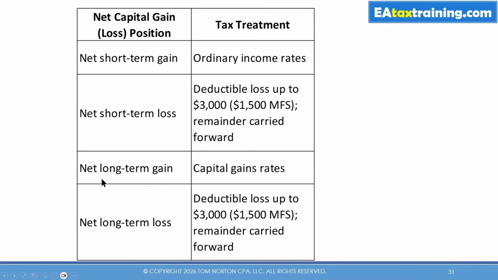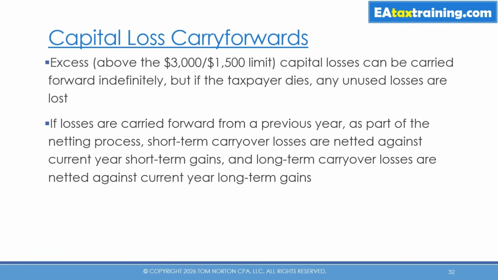Or you could end up with a net long-term gain. In that case, that gain is taxed at the favorable capital gains tax rates. Or lastly, you could end up with a net long-term loss, which again is deductible up to that $3,000, and then the remainder is carried forward. And in a little while, we're going to look at a couple of examples so you can see how this works.